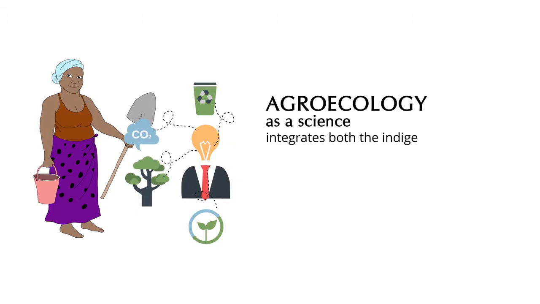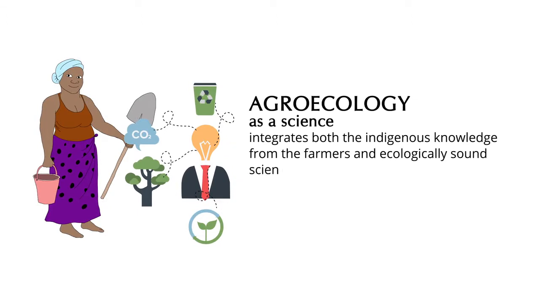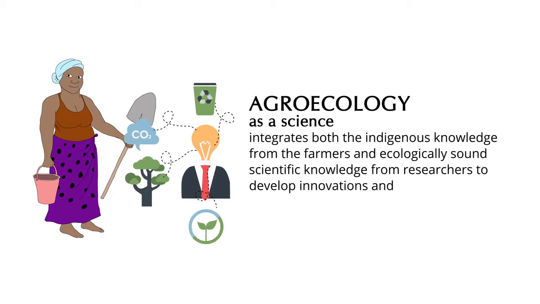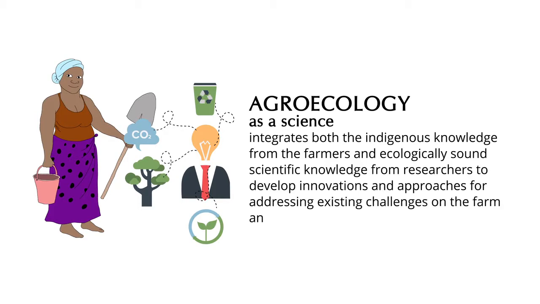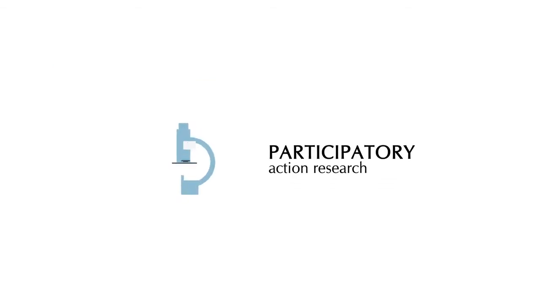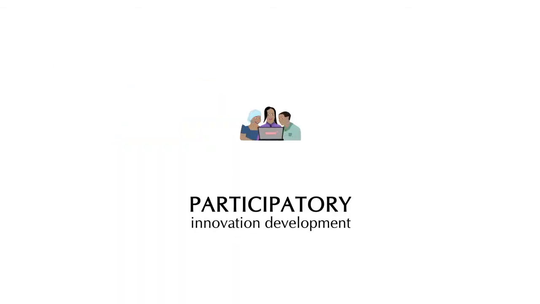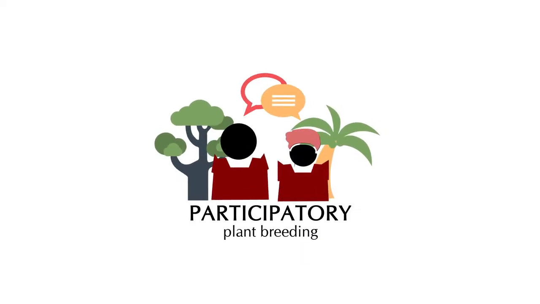Agroecology as a science integrates both the indigenous knowledge from the farmers and ecologically sound scientific knowledge from researchers to develop innovations and approaches for addressing existing challenges on the farm and wider food system. Some examples of agroecology as a science include participatory action research, participatory innovation development, participatory plant breeding.